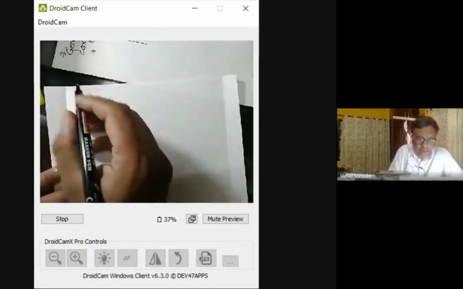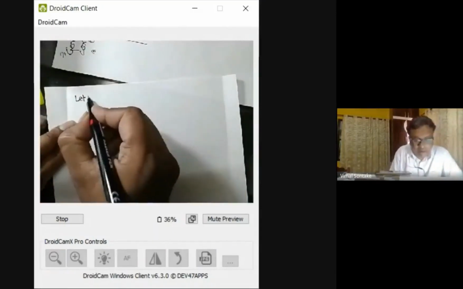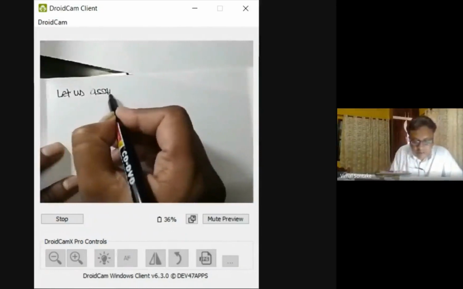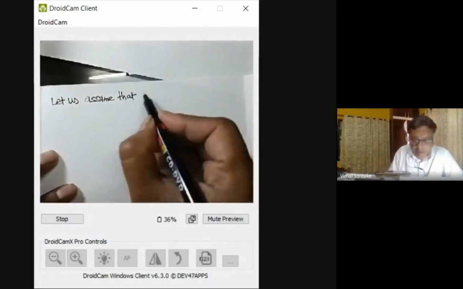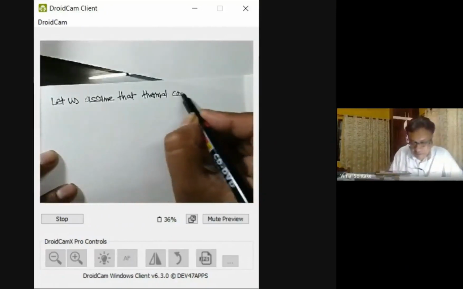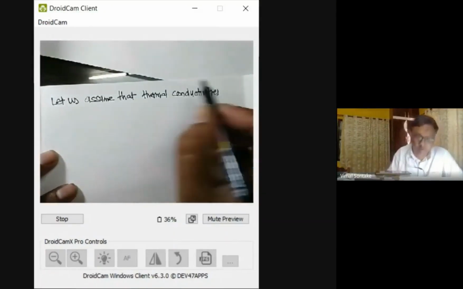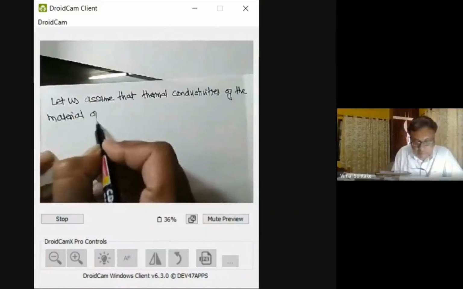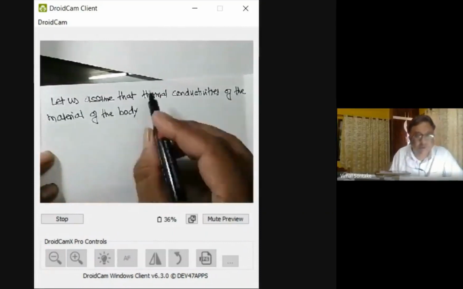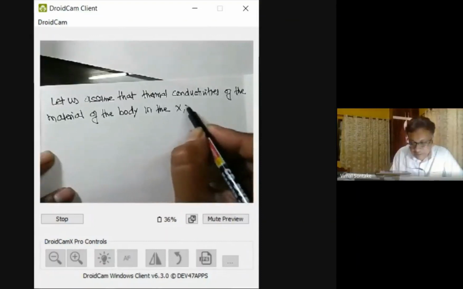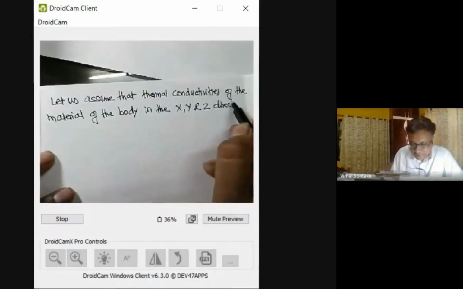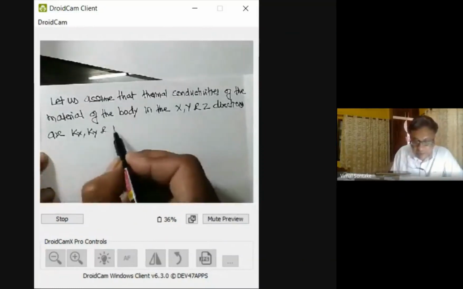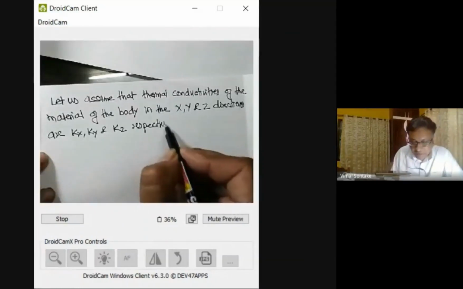Now, before going into the detail, let us assume that thermal conductivities of the material of the body in the x, y, and z directions are kx, ky, and kz respectively.